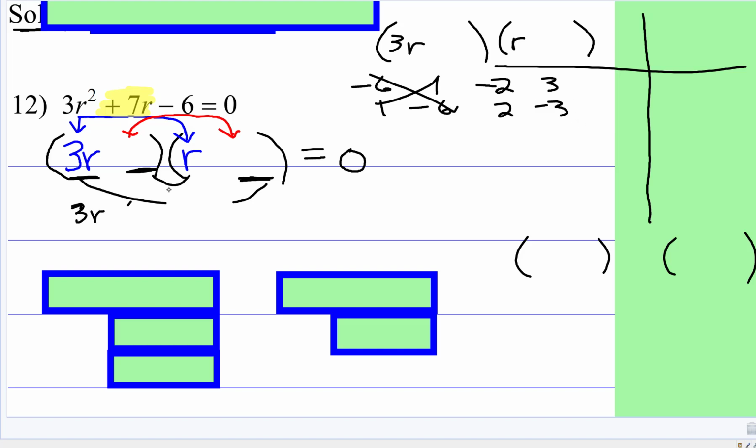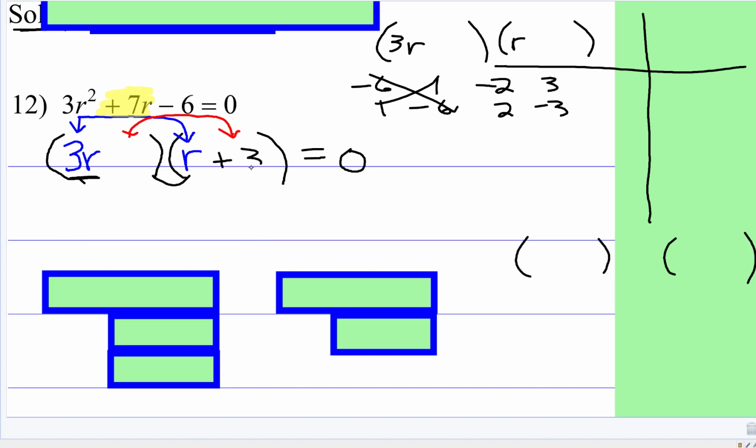So we would have 3r. If we put -2 here, 3r times -2 would be -6r. That would leave +3 there. Well, r times 3 is 3r. Those two do not add up to 7r, so we can't put a negative there. So let's put positive numbers over on the right side, since it has to add up to +7.